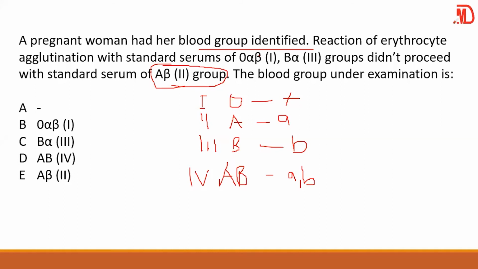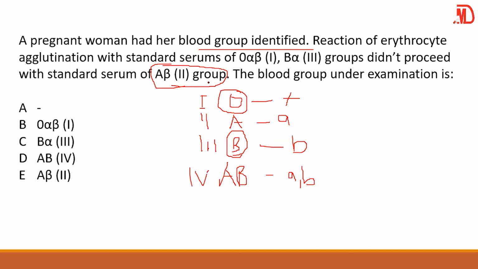Why am I even getting confused? Please, this beta thing is getting me confused. But actually, this means O, B, and then A. This is blood group O, blood group B, then blood group O. These are the blood groups we are referring to. And they're saying these things did not proceed with the standard serum of what?